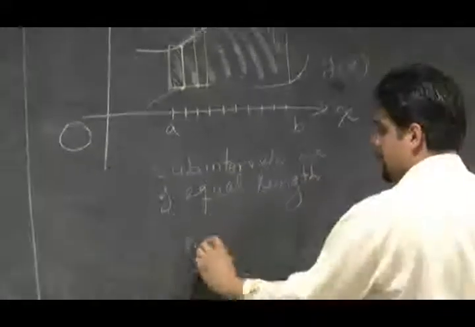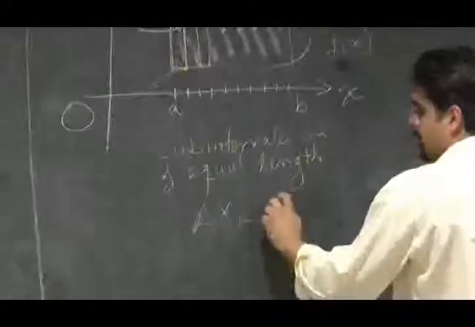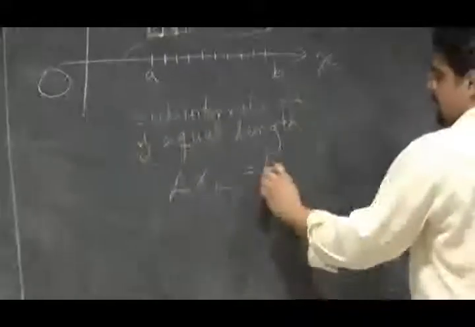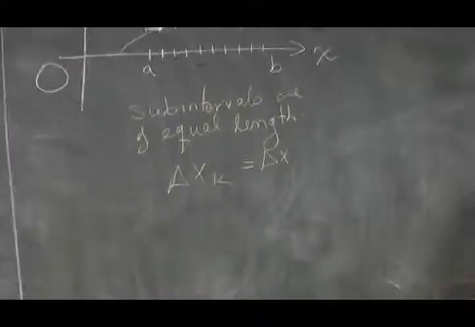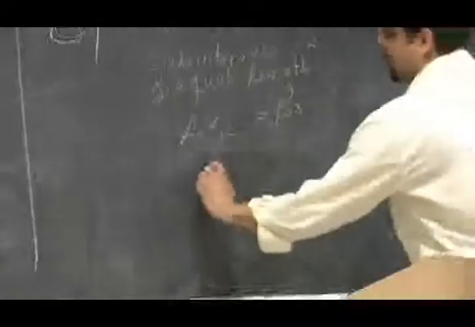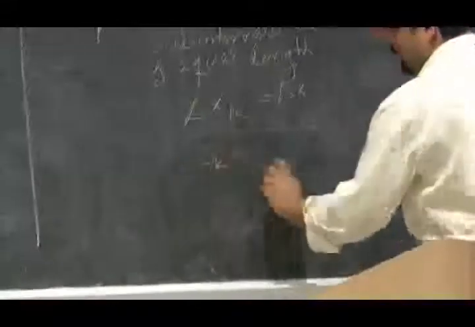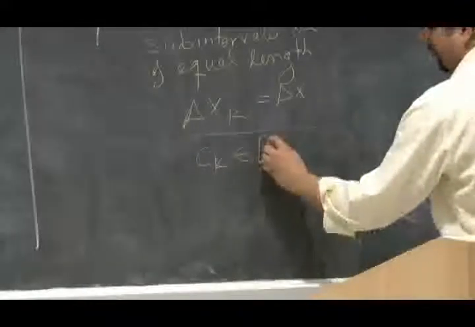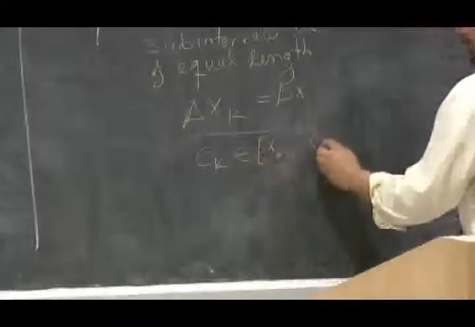So instead of writing delta x sub k, I could just write delta x, because all the delta x sub k's are the same. Furthermore, let's call c sub k any point in the kth subinterval, x sub k minus 1, comma x sub k.